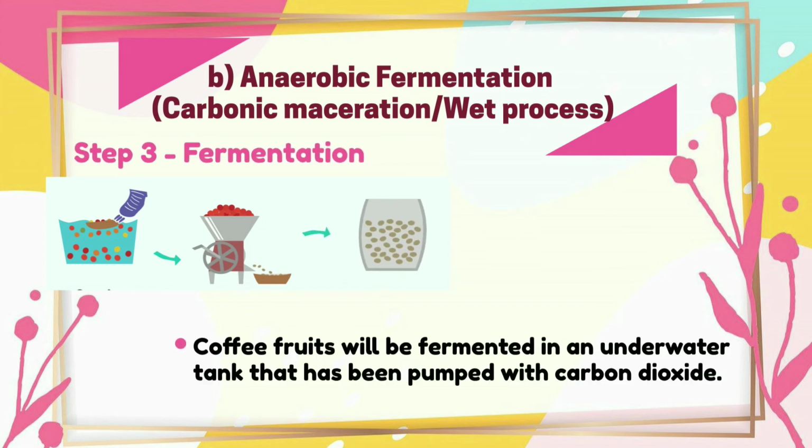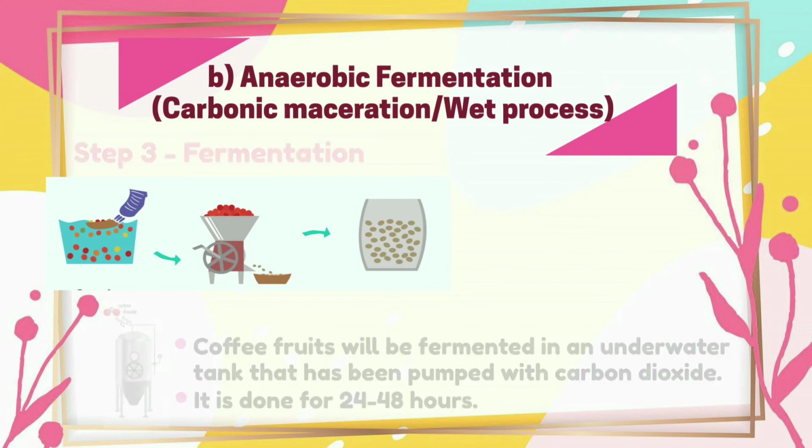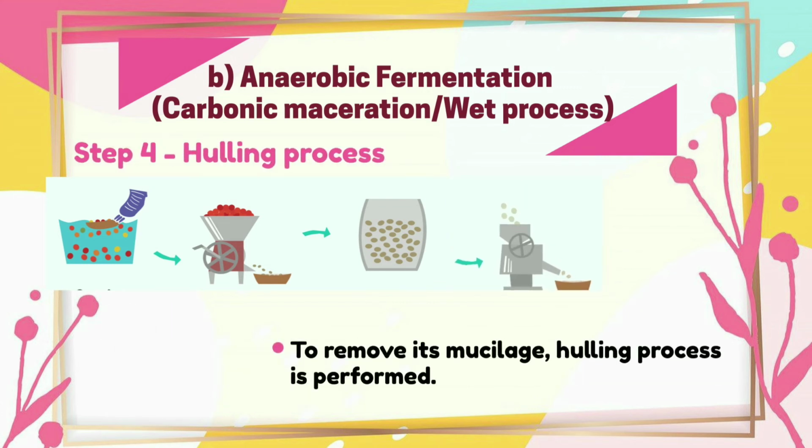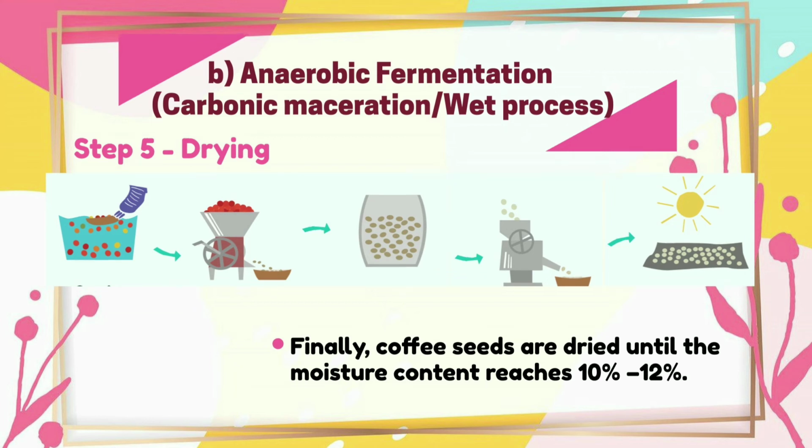Coffee fruits will be fermented in an underwater tank that has been pumped with carbon dioxide. It is done for 24 to 48 hours. To remove its mucilage, a hulling process is performed. Finally, coffee seeds are dried until the moisture content reaches 10% to 12%.